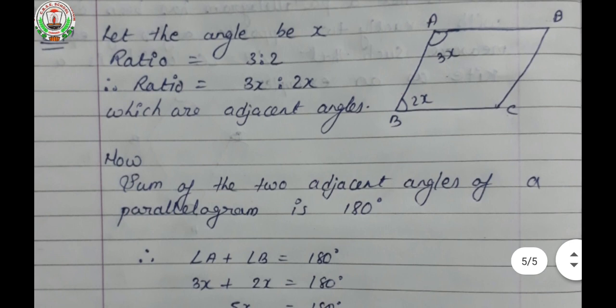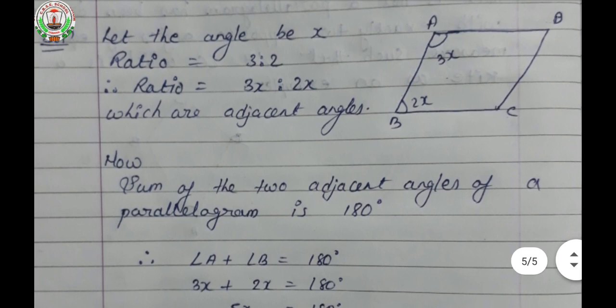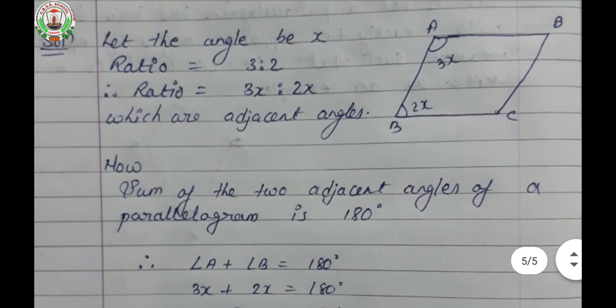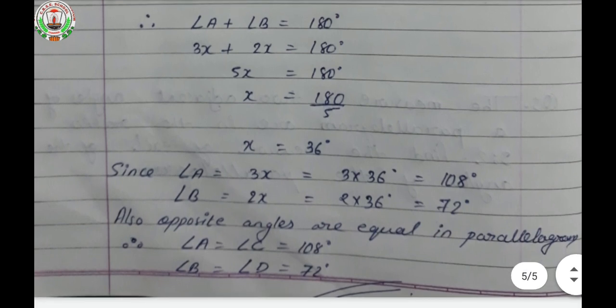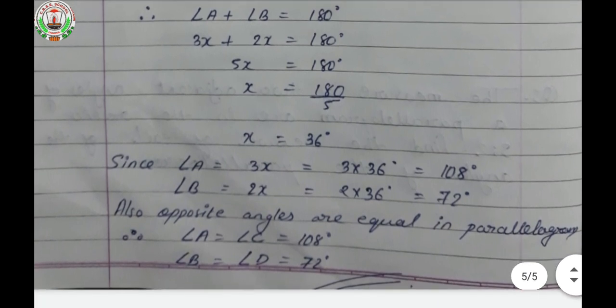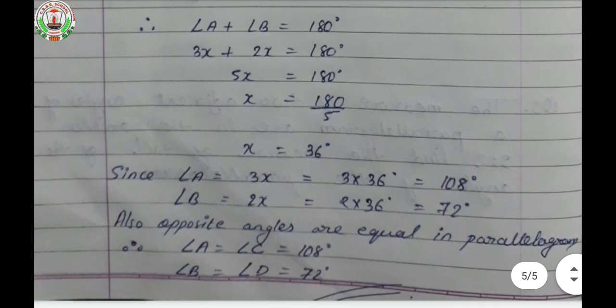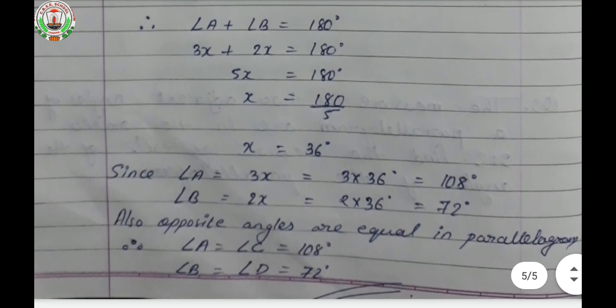Now the property of a parallelogram says that the sum of two adjacent angles of a parallelogram is 180 degrees, isn't it? So angle A and angle B are two adjacent angles. That means angle A plus angle B is equal to 180 degrees. Clear? Then what is the value of angle A we have? The value of angle A is 3x, whereas the value of angle B is 2x, isn't it? So 3x plus 2x is equal to 180 degrees.